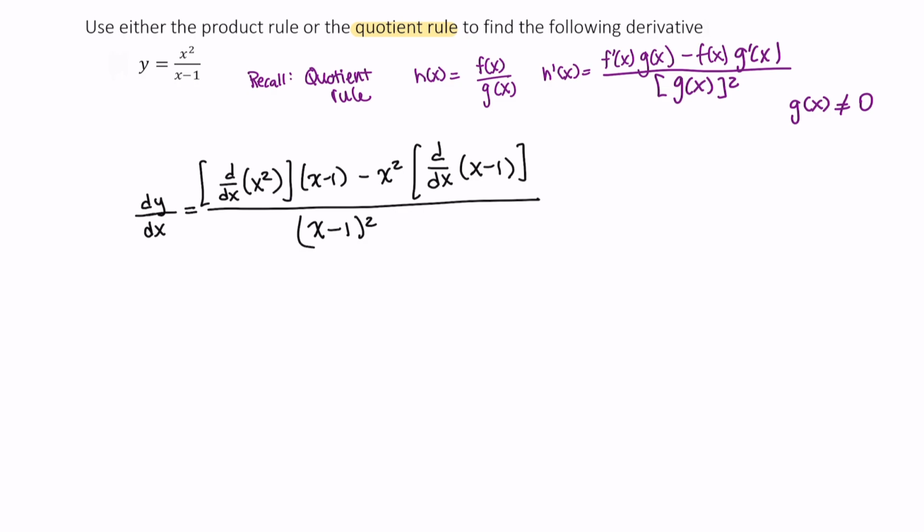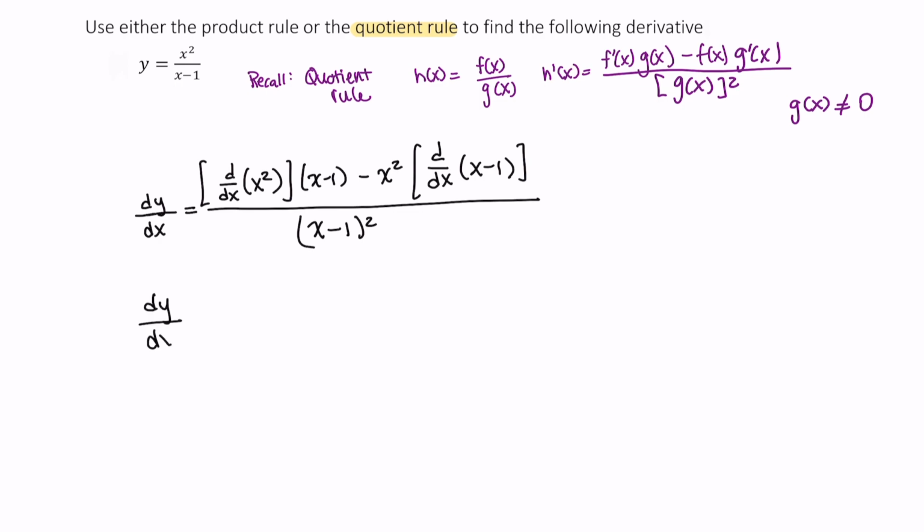Those of you in my Canvas course noticed that in the previous example, I used different notation. I used this prime notation. Now I'm using Leibniz notation for introductory calculus students, which I'm assuming you are if you're watching this video. It's a good idea to get really comfortable and used to using both notations. Okay, so let's continue now.